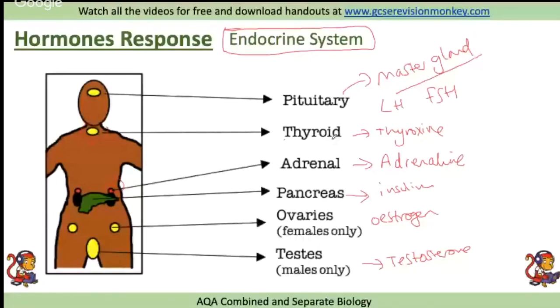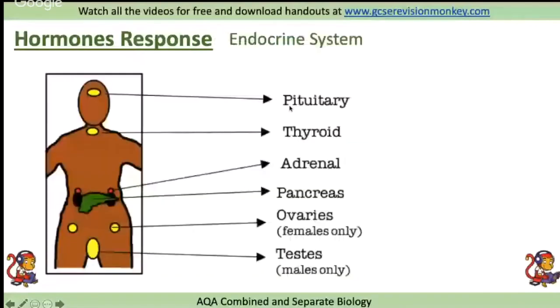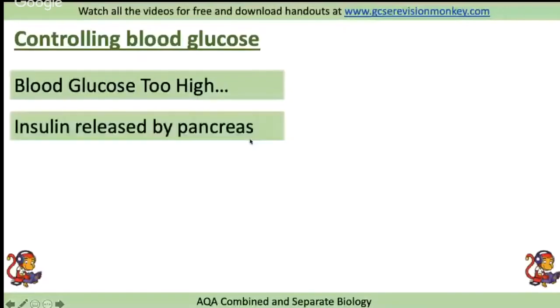So as we said, the response in the hormones is a lot slower. One thing that they can do is be involved in controlling blood glucose. And for that, it's the pancreas here that's the important gland for controlling blood glucose. And we said that was an important thing to control for homeostasis. So if your blood glucose is too high, insulin is released by the pancreas. Okay, so insulin is the hormone. It's released by the pancreas into the blood.